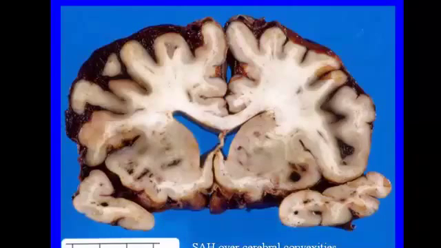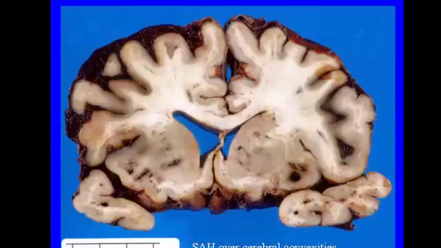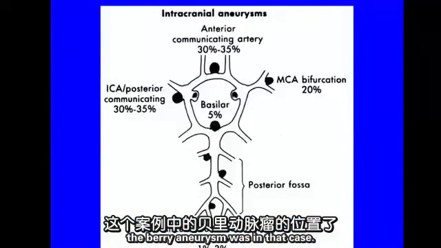We don't always see this amount of blood over the convexities, but in this case there was a large amount of blood, and I can't remember where the berry aneurysm was in that case.